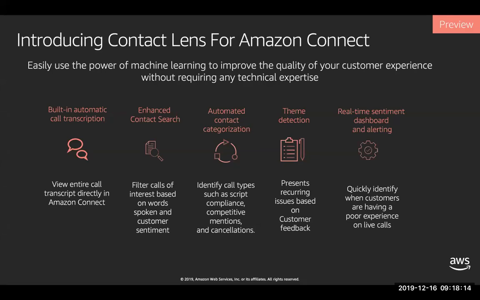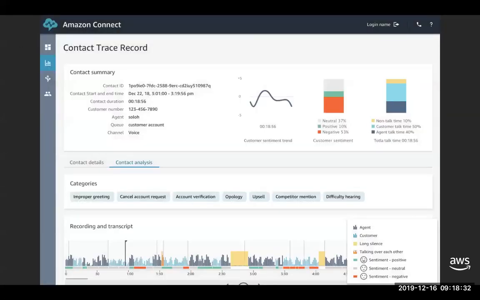So it can do automatic content categorization, can do sentiment analysis in real time, and can light up where the hot spots are. Based on previous issues, this service Contact Lens can actually detect themes and can help prevent things from happening in the future. So here's a quick UI view of this.